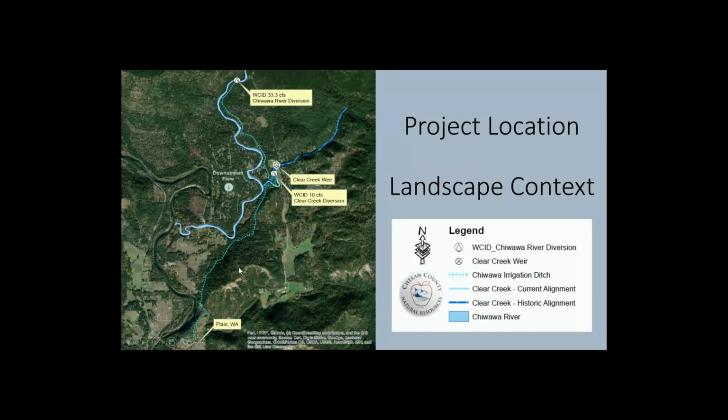Just a couple of things to orient you to. So again, this is the Chihuahua River. Clear Creek is over here. And this is the Wenatchee River right here. So here's the confluence of the Chihuahua River and the Wenatchee River.